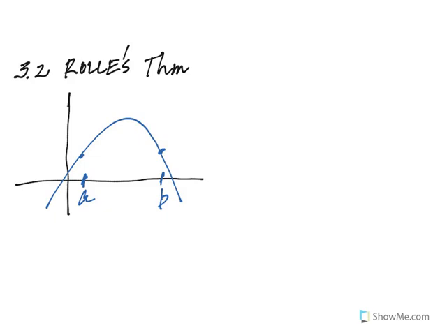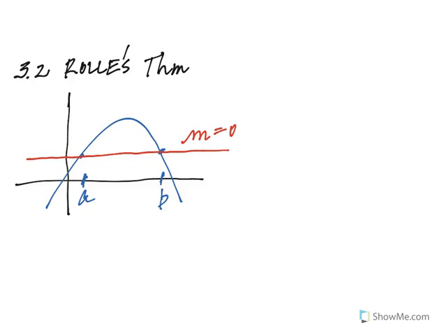Rolle's theorem states that if this curve is continuous and differentiable and the slope between the endpoints is 0, so that is a horizontal line, so you have a slope of 0, then there exists at least one point C in between A and B such that the slope is also 0.